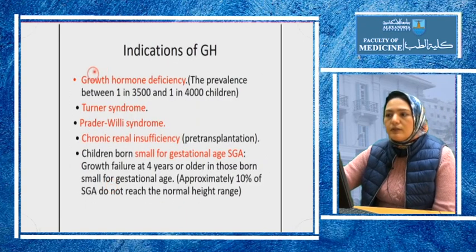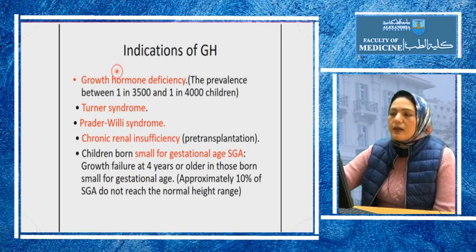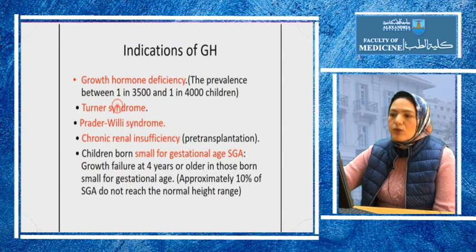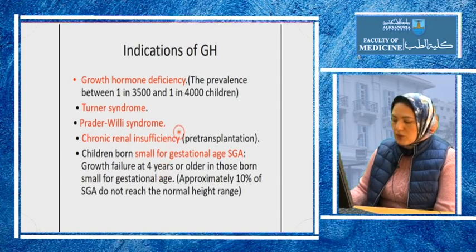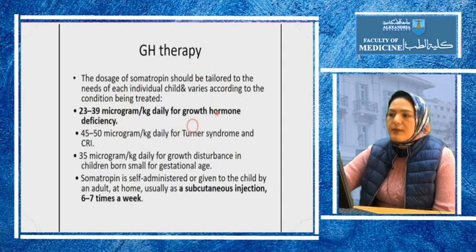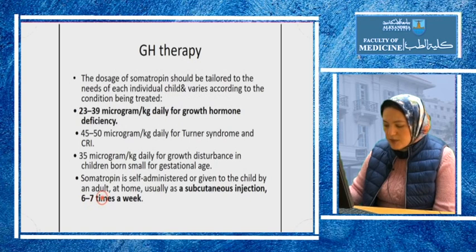Finally, we will talk briefly about growth hormone therapy. Indications of growth hormone therapy are growth hormone deficiency, some of the genetic syndromes including Turner syndrome, Prader-Willi syndrome, CKD patients, and small for gestational age are candidates for growth hormone therapy. The dose of somatropin or growth hormone injections depends on the weight, and usually you give the patient 23 to 39 microgram per kg per day, given as a subcutaneous injection every day or 6 to 7 times a week.